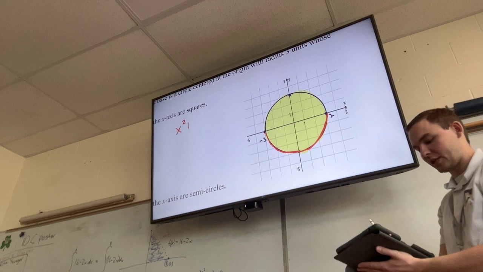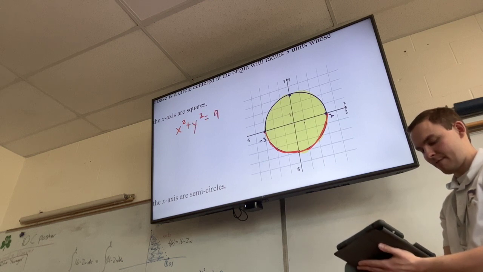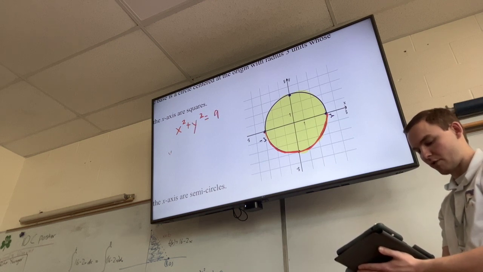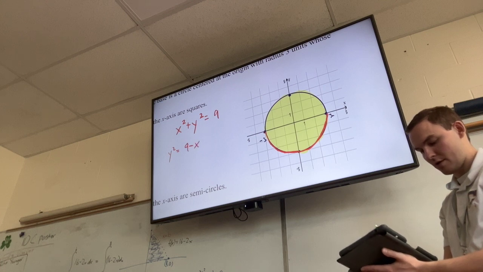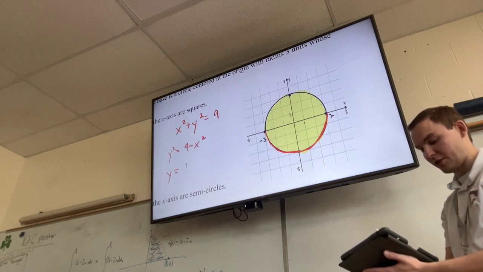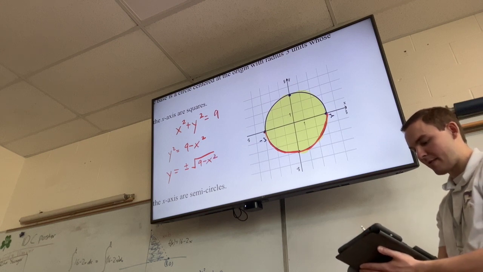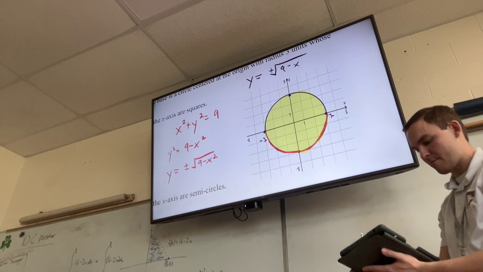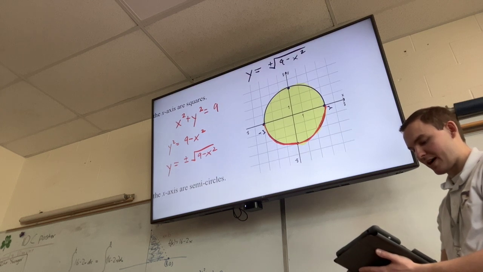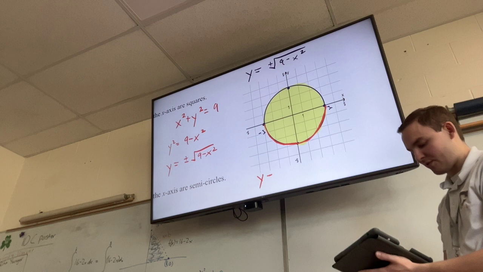The equation of this circle is x squared plus y squared equals 9. Solve for y, you get y squared equals 9 minus x squared, or y equals plus or minus the square root of 9 minus x squared. So the blue function on top is y equals positive square root of 9 minus x squared. The red function on bottom is y equals negative square root of 9 minus x squared.